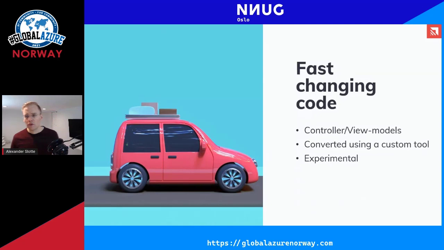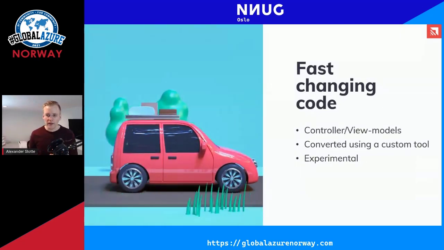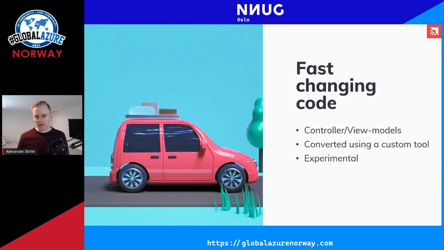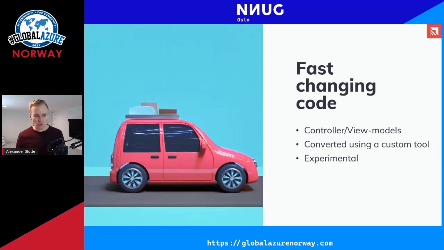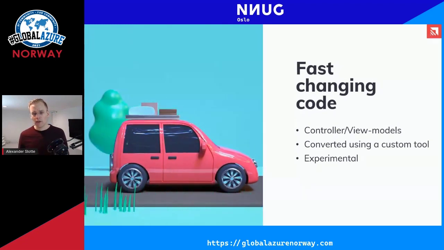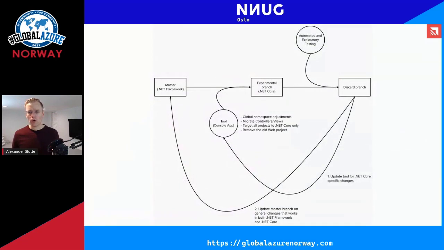If you then move over to the fast changing code, right, the controllers and the view models and so forth, that is very different and needs to be treated differently. And the way we did this, we actually used a custom tool. So we created a custom console application to handle these scenarios. And I'm going to walk you through our thought process here, because it's a little bit complicated, but I hope you will appreciate it once we get to the end here.